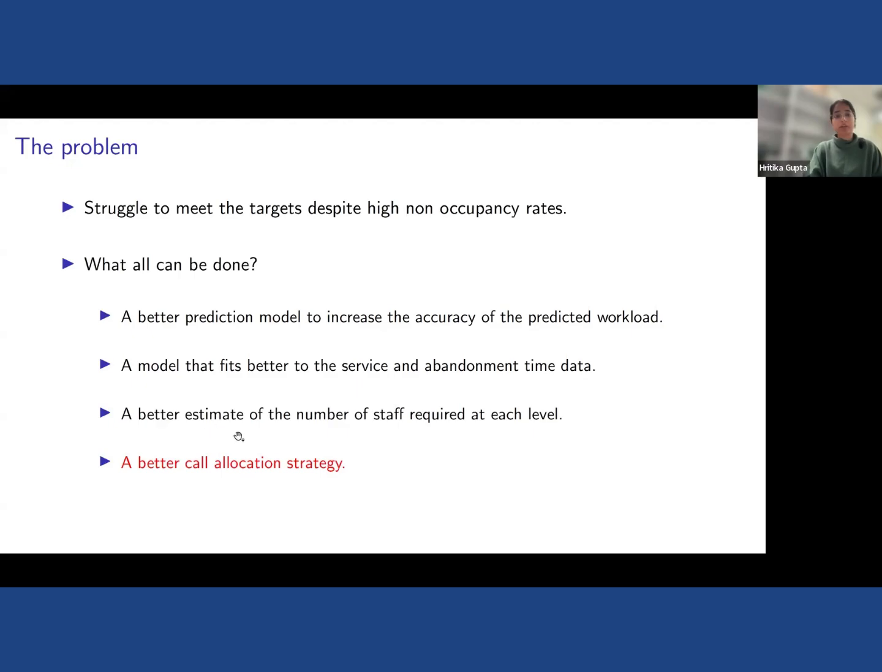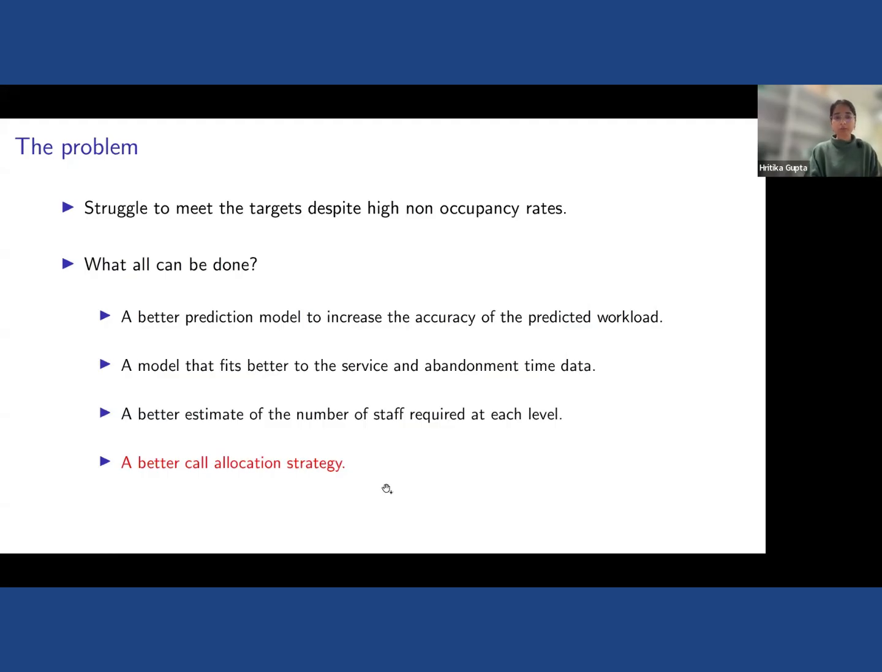You can find a better estimate of the number of staff required at each level. So even if you have a better prediction model, there's still a step where you need to decide how much staff you will need for every shift. This includes scenarios like you have to meet government regulations and other human factors, such as an agent might call in sick, the agents might not be as efficient, there are other unpredictable factors, so you still have to find an estimate of the number of staff required.